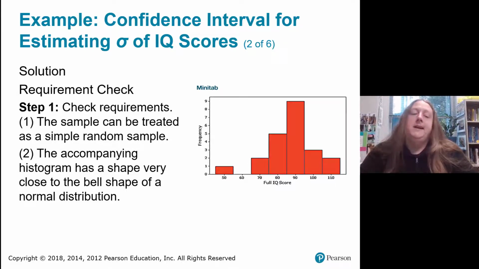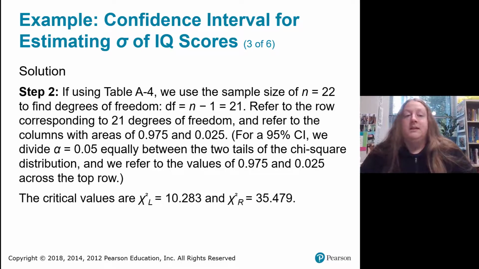All right. And number two, we look at a histogram of the data that's provided. There it is. It looks pretty close to a bell-shaped curve, so we say it's normally distributed, or approximately normally distributed. So now we're ready to move on to step 2.